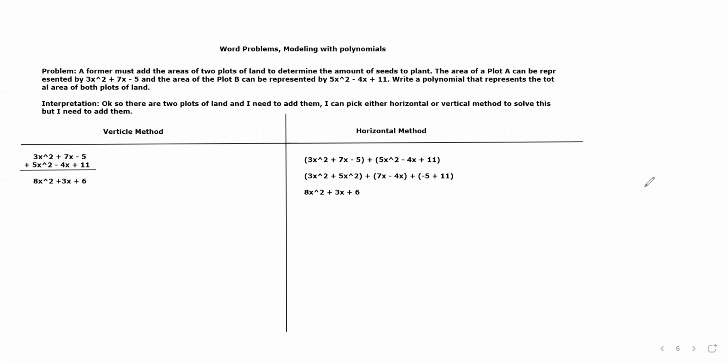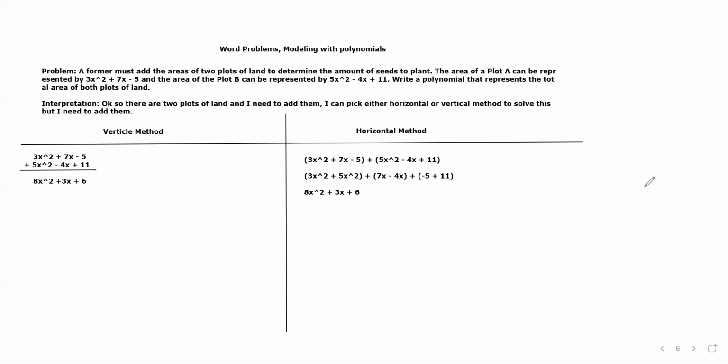A farmer must add the areas of two plots of land to determine the amount of seeds to plant. The area of plot A can be represented by 3x squared plus 7x minus 5. And the area of plot B can be represented by 5x squared minus 4x plus 11. Write a polynomial that expresses the total area of both plots of land.